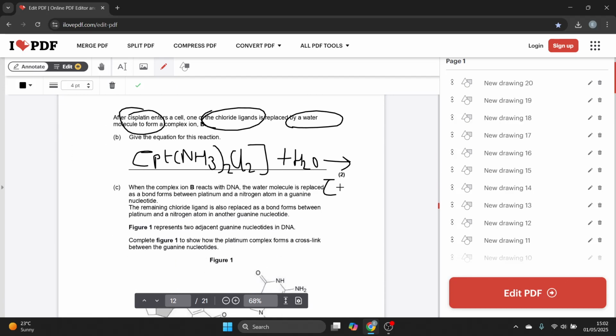So it's just going to be Pt(NH3)2Cl2, and one Cl is replaced with what? Replaced with a water molecule, H2O, plus Cl minus. Overreacting, definitely. It's not too complicated.